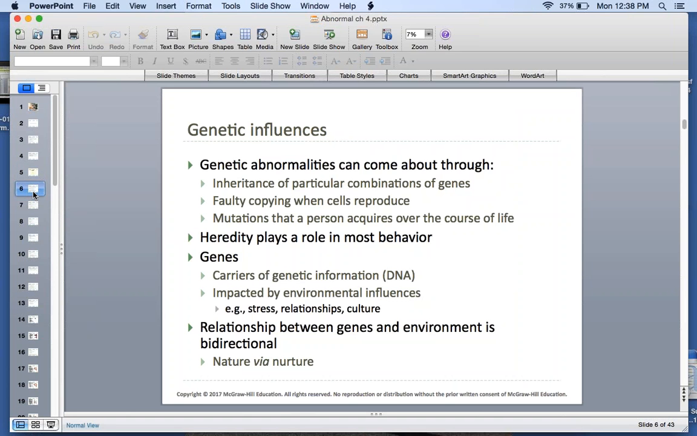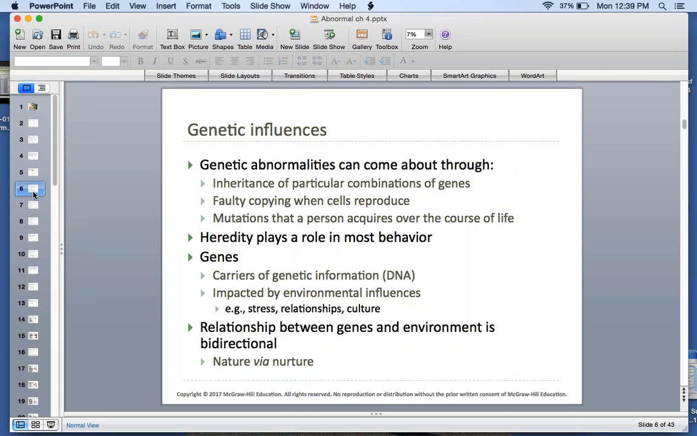Genetic influences. Now, the big question, dun dun dun, nature or nurture, right? Well, basically what we want you to know is that it's both. Okay, some people say nature via nurture, some people say nurture via nature, and the idea is that both things play a role. So let's start here. Genetic abnormalities can come through inheritance of a particular combination of genes, having a faulty copy of a gene when cells reproduce, or mutations that a person acquires over the course of their life. Okay, so a lot of different genetic abnormalities happen.